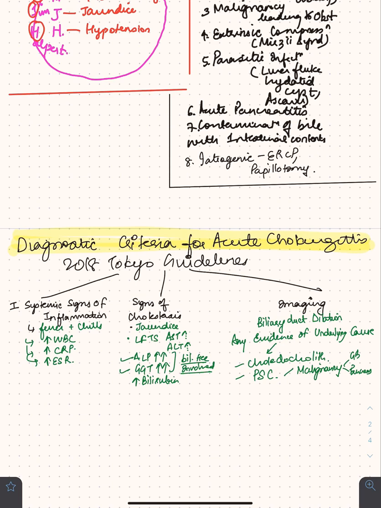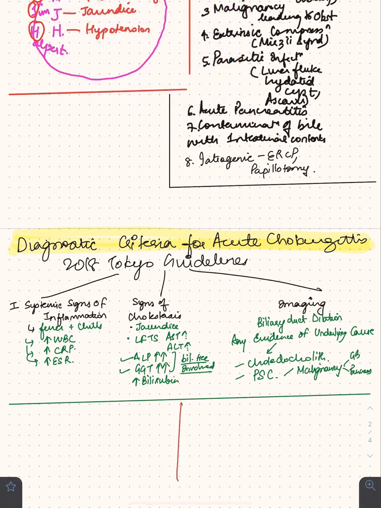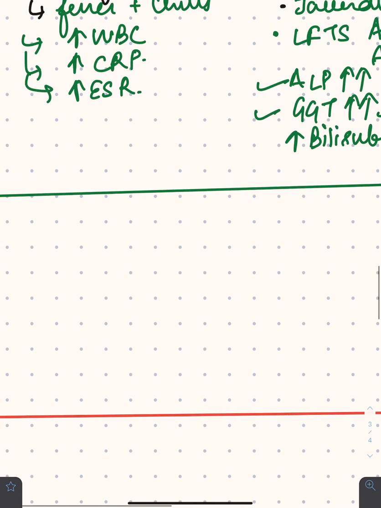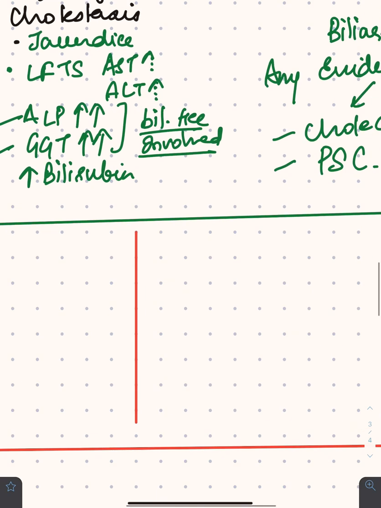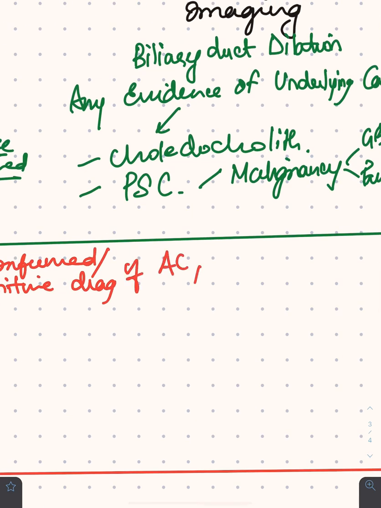So once this is done, this is further divided into a suspected and a confirmed diagnosis. So you can have a suspected diagnosis of acute cholangitis or ascending cholangitis, or you can have a confirmed, definitive diagnosis of acute cholangitis or ascending cholangitis.